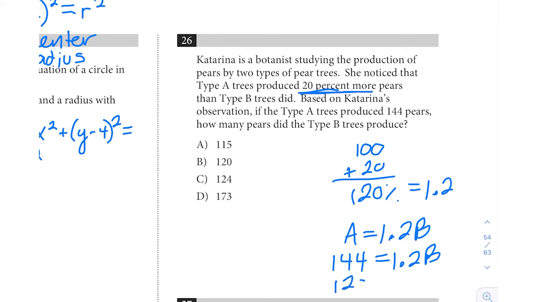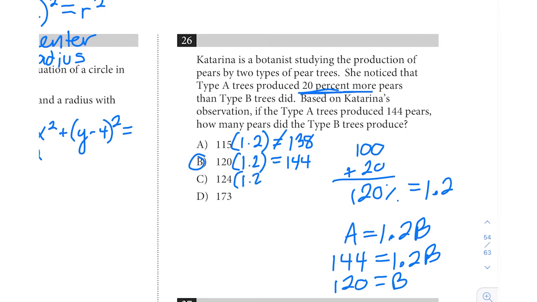And that would give us 120 is equal to type B, which is answer choice B on this. Or you could simply take each answer choice and multiply it by 1.2 and check to see whether or not it's equal to 144. This one, as we know, came out to 138. This one, when you plug it in, it does in fact give you 144, and you're done. And then the other answer choices would be over.